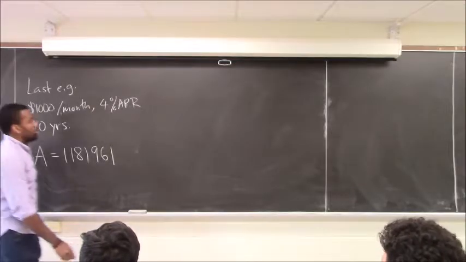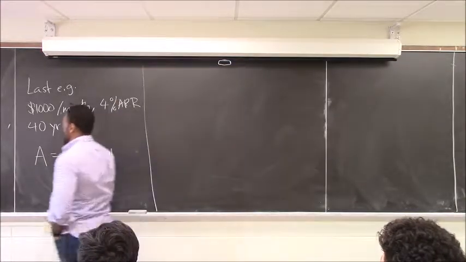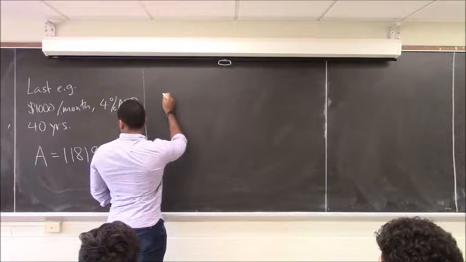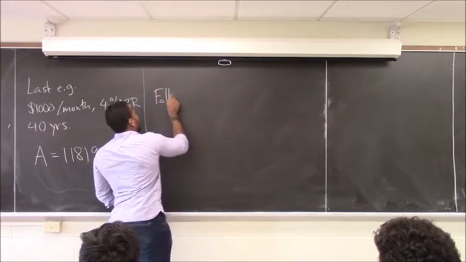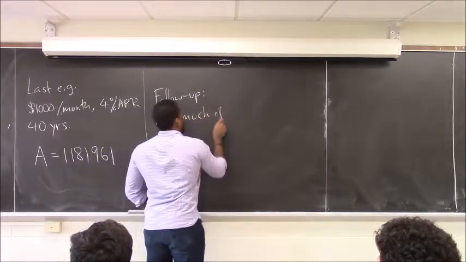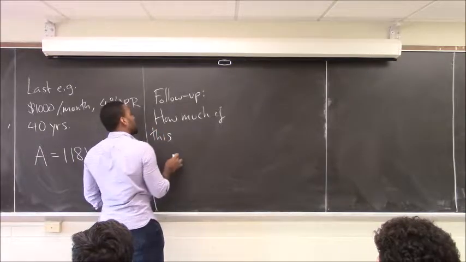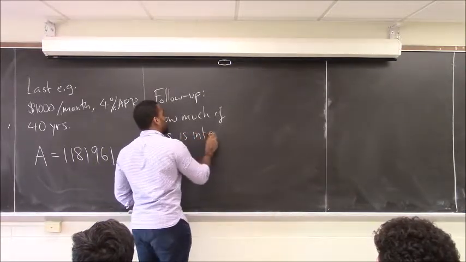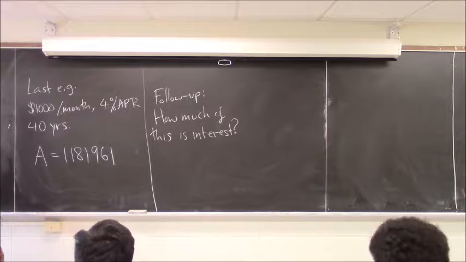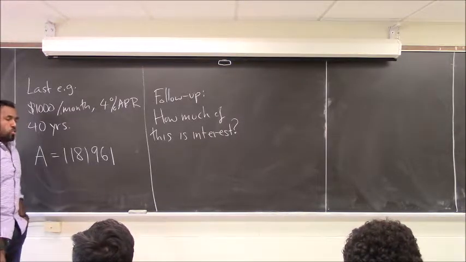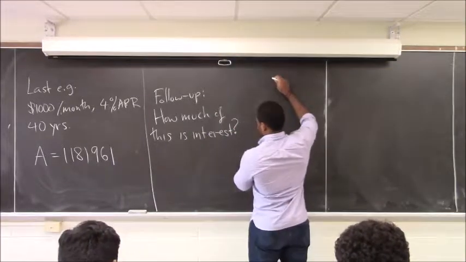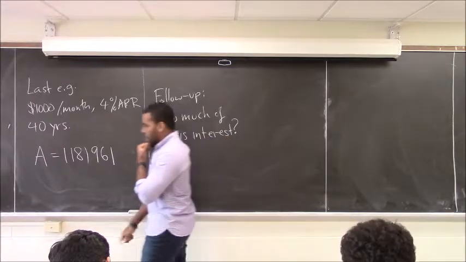Yeah, so it's a way to become a millionaire very, very slowly. Not necessarily recommended, it was just for the purpose of an example. And I wanted to follow up with that. Make sure you can answer this follow-up question. How much of this is actually interest? How much of this was not your own money that you put in? How do you actually go about calculating it?